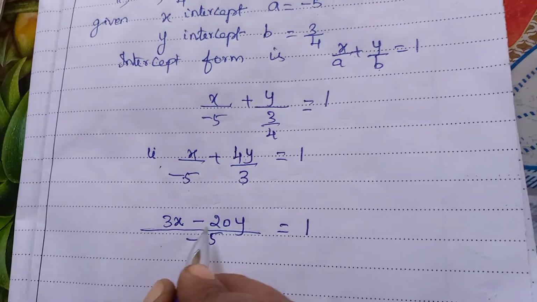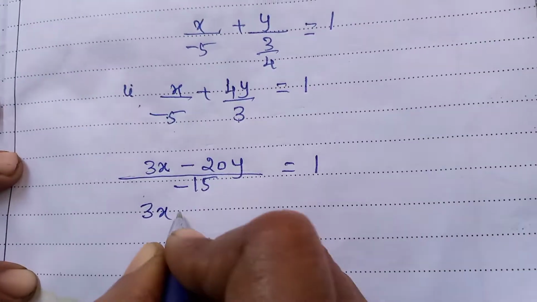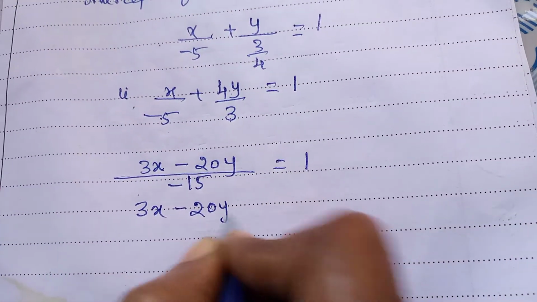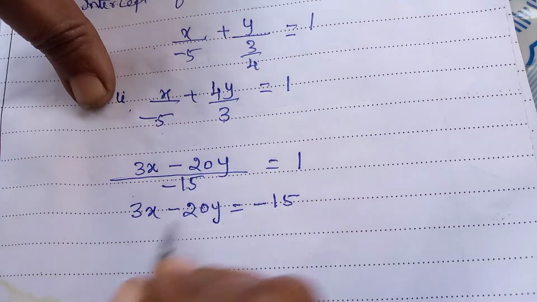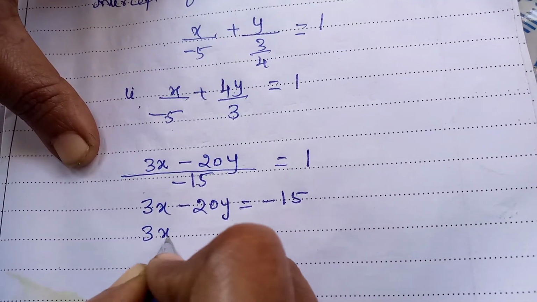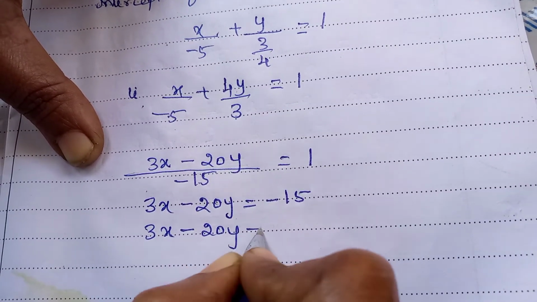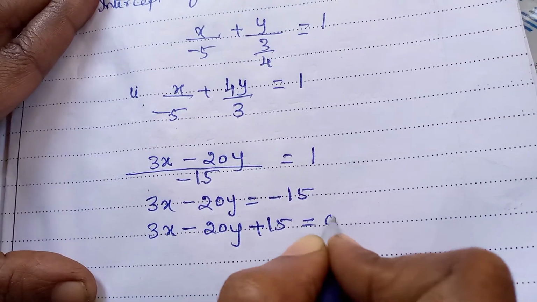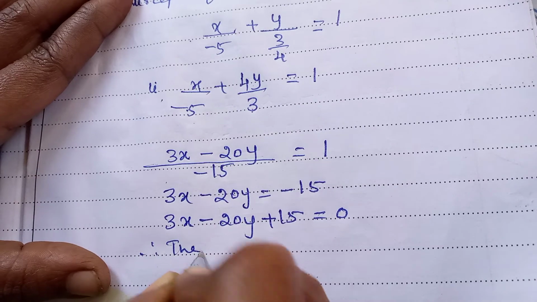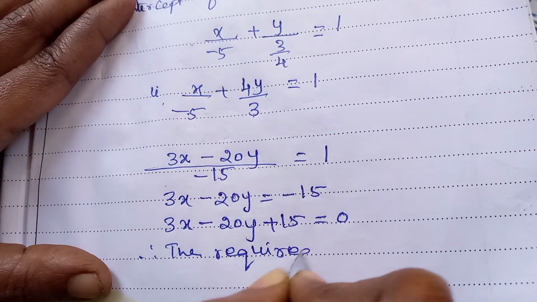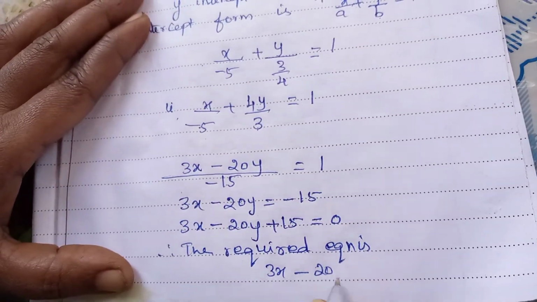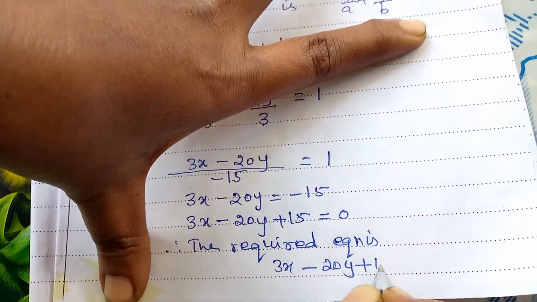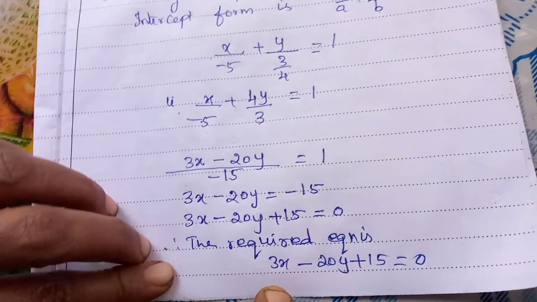Cross multiply it, we get 3x minus 20y is equal to minus 15 into 1, which is minus 15. Bring this constant term to the left side, that is 3x minus 20y plus 15 equal to 0. Therefore, the required equation is 3x minus 20y plus 15 equal to 0. Understood, students?